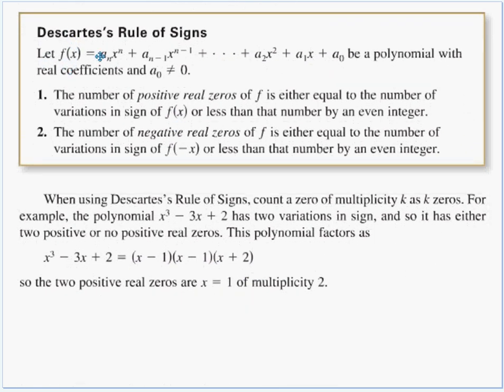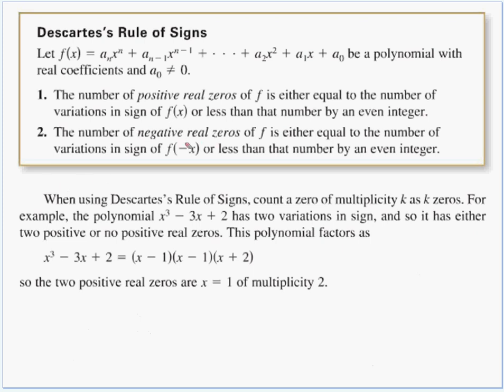And here is the rule of signs. First, they define the polynomial, some number x to the n, some other number x to 1 power lower, all the way down to x squared, x to the first, and a constant. That's a polynomial with real coefficients, and your constant at the end is not 0. The number of positive real zeros of our function is equal to the number of variations in sign of the original function, or less than that by an even integer. So if we figure out there were 5 sign changes, subtract 2, that would be 3, subtract 2 more, or 1. 5 or 3 or 1 real zeros.